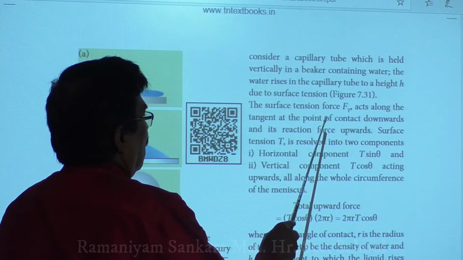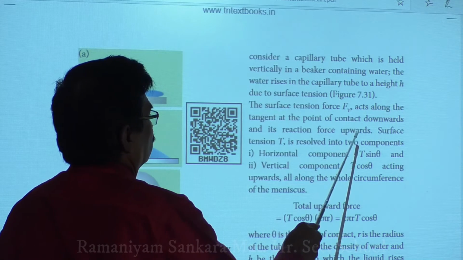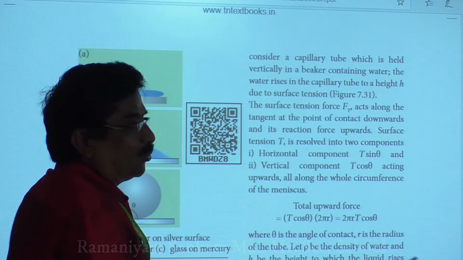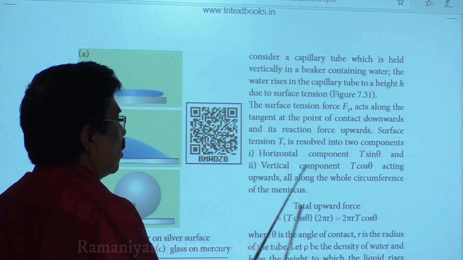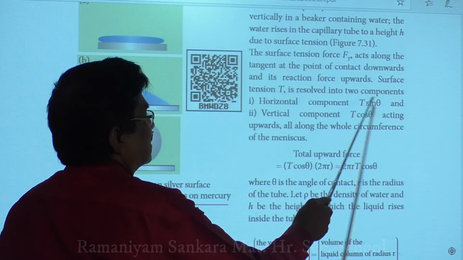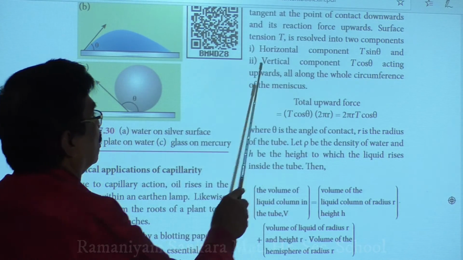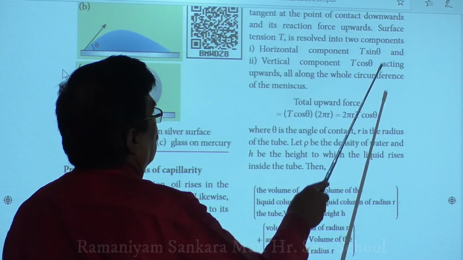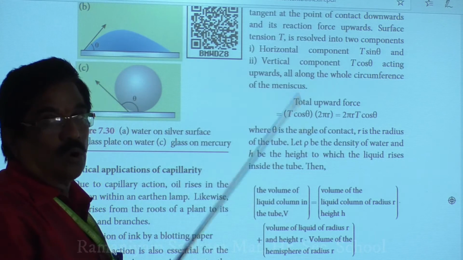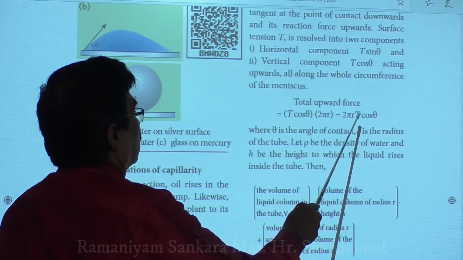The surface tension force T acts along the tangent at the point of contact, downward, and its reaction force acts upward. This is all from the diagram. Surface tension has two components, T sin theta and T cos theta. Remember carefully: generally the horizontal component is T cos theta, but here the horizontal component is T sin theta and the vertical component is T cos theta, acting upwards along the whole circumference of the meniscus. The whole circumference is 2 pi r, so the upward force is 2 pi r T cos theta.